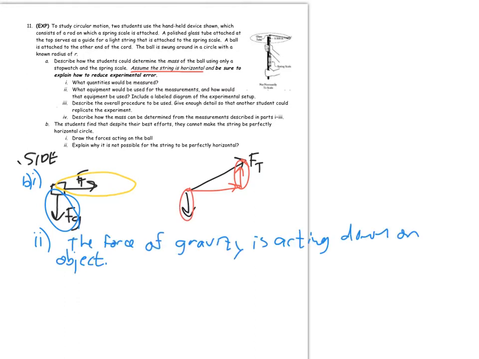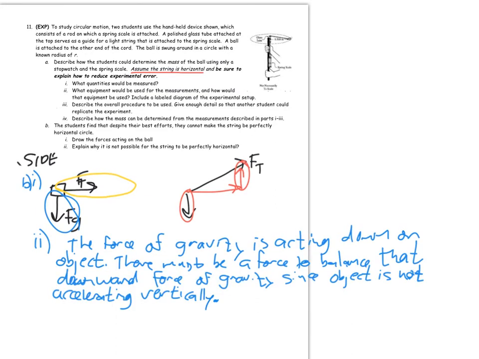So to explain this, I'm going to start by just stating that the force of gravity is acting down on the object. And then I'm going to say that there must be a force to balance that downward force of gravity since the object is not accelerating vertically.